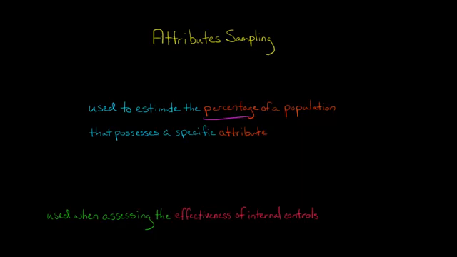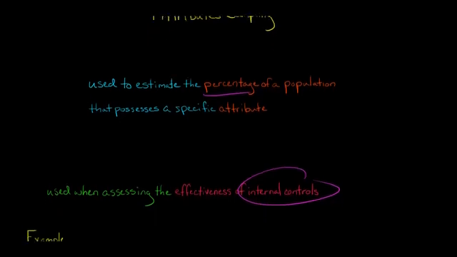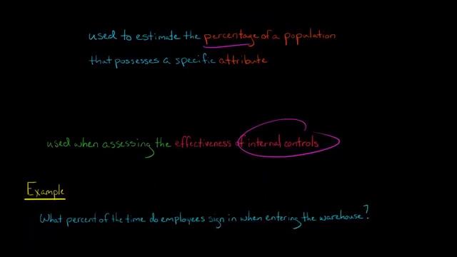It doesn't have to be used only with internal control testing. It could be used with substantive testing as well. However, substantive testing would generally do something called variable sampling, which we'll talk about in a future video. But let's get back to attribute sampling.